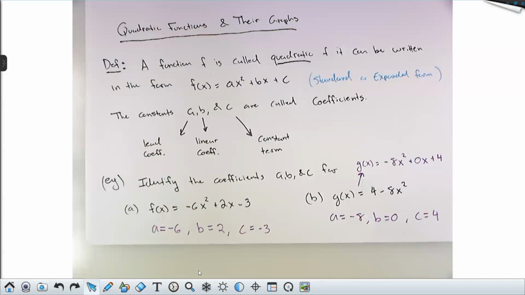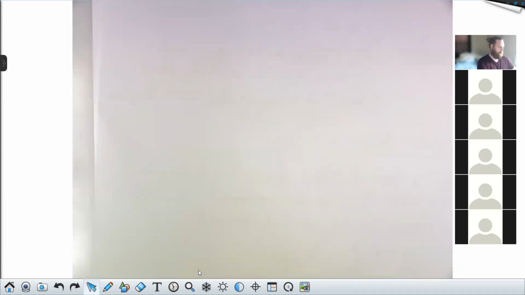Okay, let's take a look at a graph. I'll never forget my first day of college algebra. I was 19, 20 years old, I think, 20 years old.